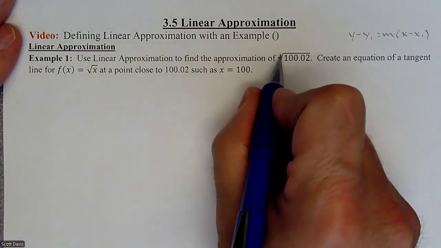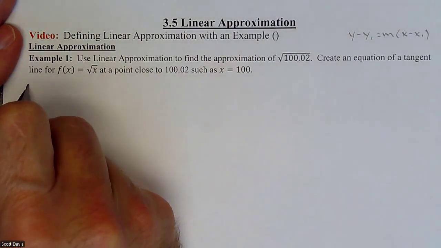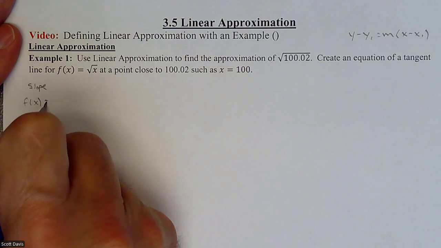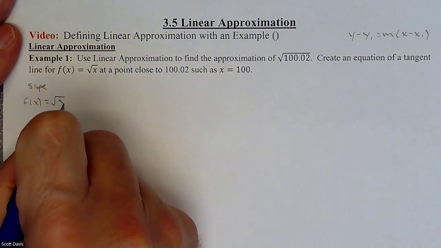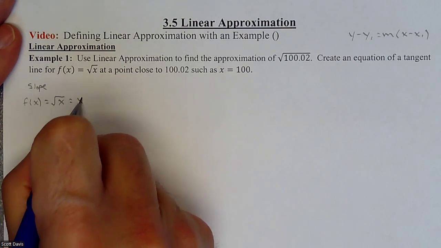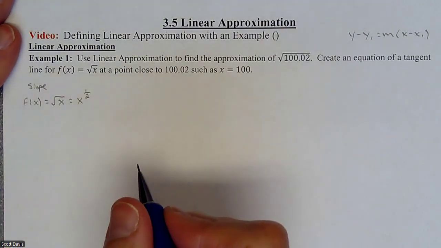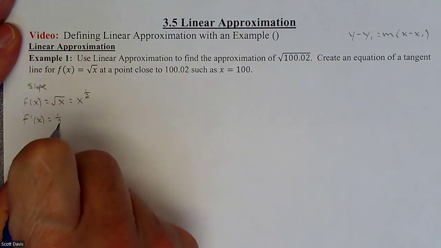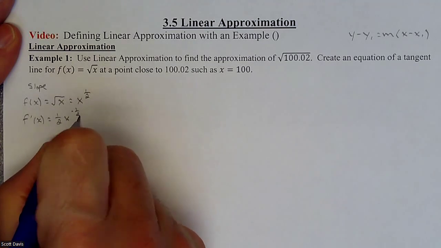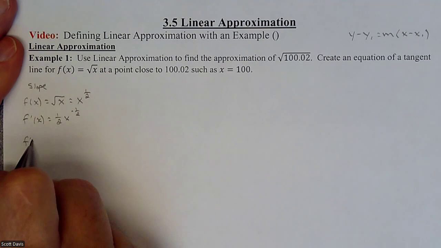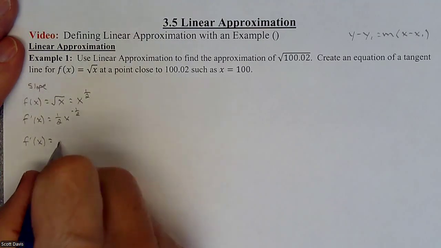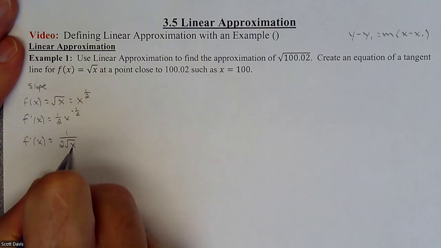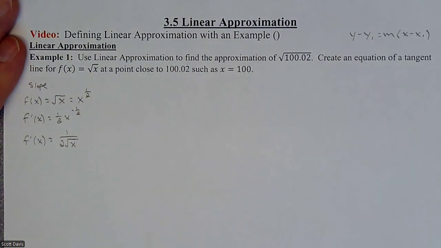Since we're doing the square root of something, our equation for our slope is f of x equals the square root of x. And we're going to make it derivative friendly, so I'm going to turn it into x to the 1/2. For the slope equation, I bring the power down and subtract 1. Then I bring that back down and turn it back into a square root, so we have 1 over 2 times the square root of x. There's our slope equation.